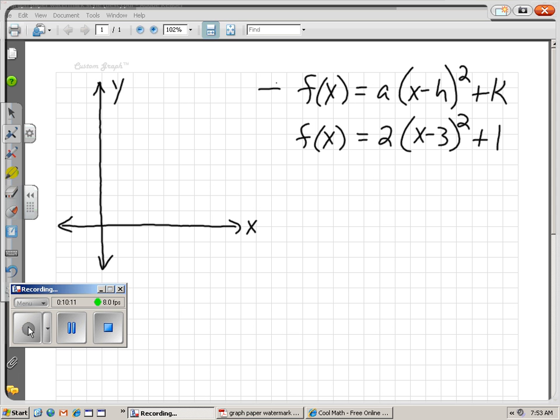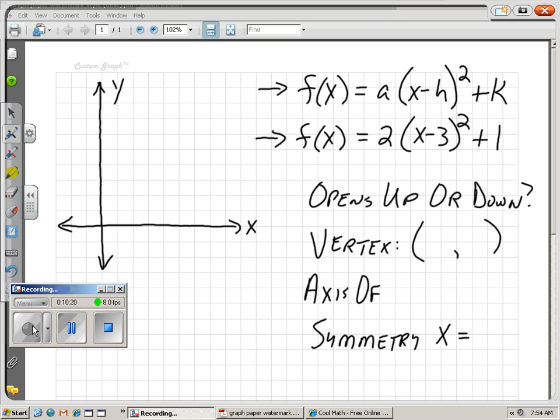Okay, what if I have a nice easy one like this? Now this is my standard form of a quadratic function, and I have given you this right here, and I want you to tell me a couple things. Given this equation, I want you to tell me, does it open up or down? What's the vertex? And what's my axis of symmetry?